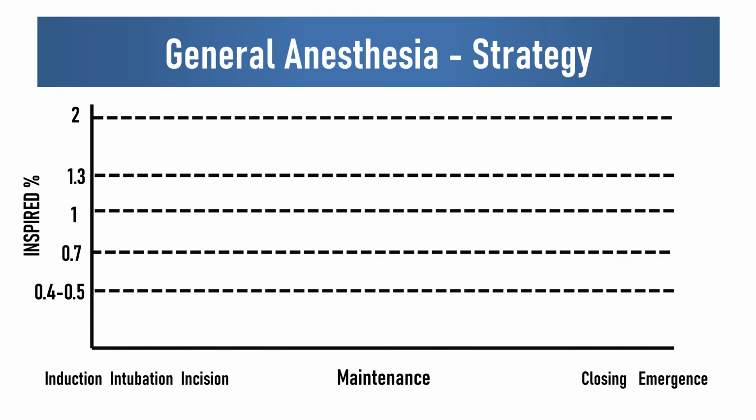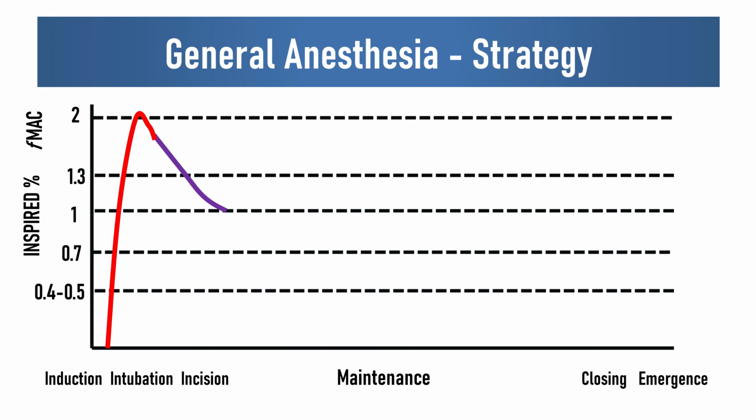Following induction, we usually give Propofol. We generally give a high inspired dose of volatile agent, approximately twice the MAC value, to overpressure the system. This is represented in red. Subsequently, the inspired concentration is reduced. A steady state, outlined in purple, is approached.